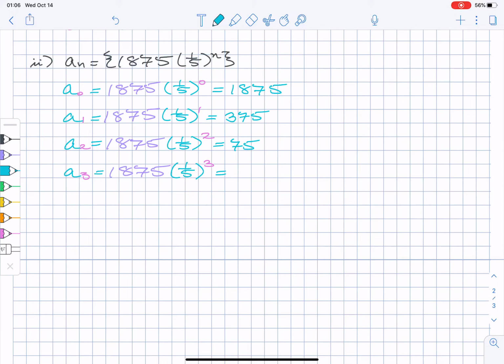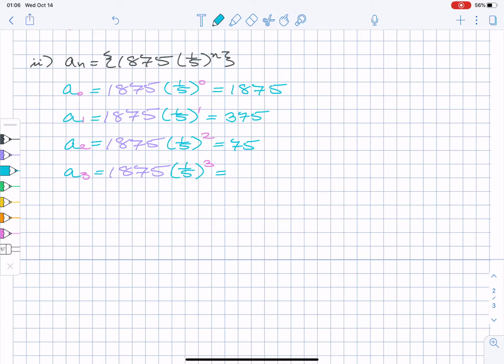Can anyone tell me what I have done? I've been dividing each term that preceded it by 5. So what's 75 divided by 5? Well, I claim that... Yes, so I'm dividing the previous term by 5.